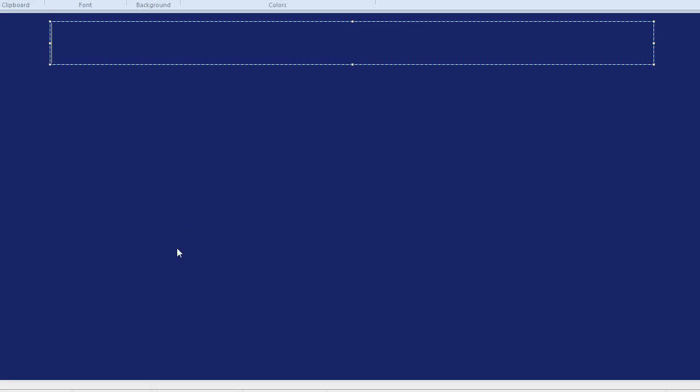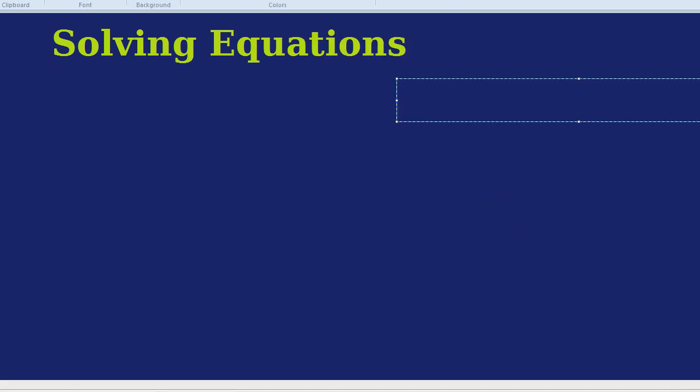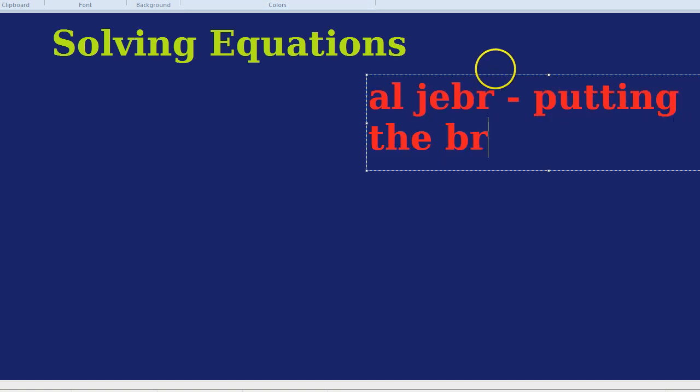This video is going to be about solving equations. And why would we even want to solve equations? If we remember that algebra in Arabic means putting the broken pieces back together again. Putting the broken pieces back together.